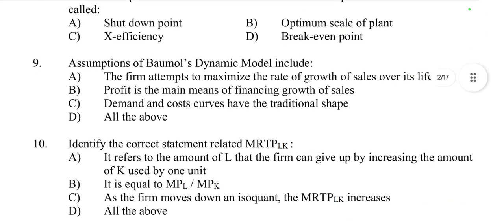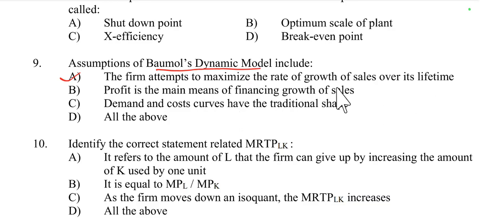Then question number 9, assumptions of Baumol's dynamic model include what? Baumol's dynamic model includes, first, that the firm attempts to maximize the rate of growth of sales over its lifetime. This is correct according to Baumol's dynamic model.